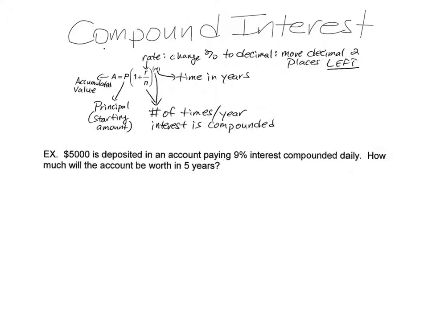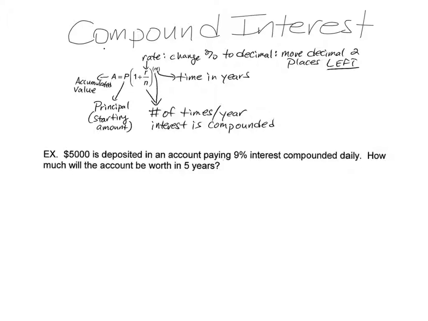n is the number of times per year the interest is compounded. So if it's every 6 months, that would be twice a year. If it's weekly, that would be 52 times a year. And that's what the n will be. And then the t is the time in years.